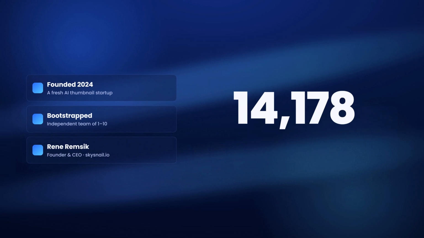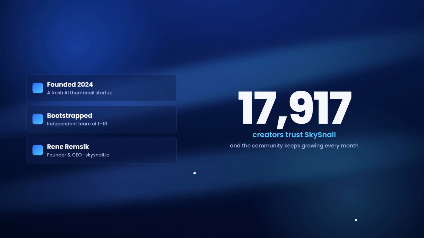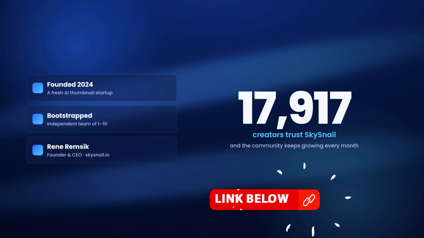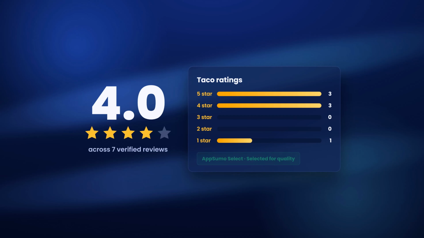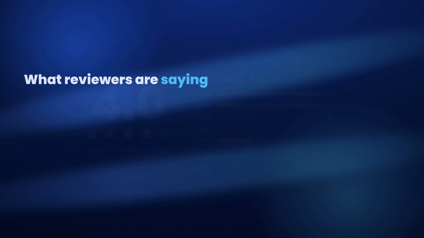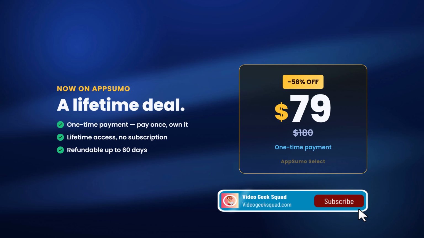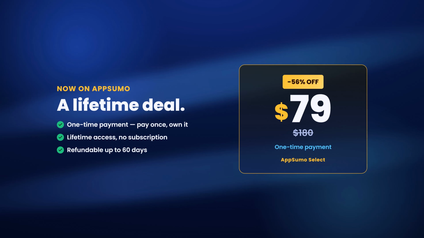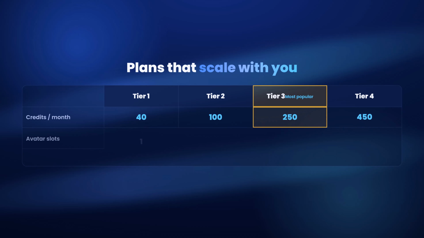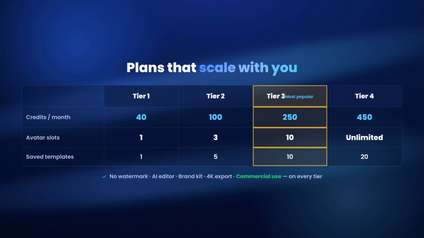Founded back in 2024, this bootstrap startup is already trusted by nearly 18,000 creators a month. On AppSumo, it's holding a solid 4-star rating, with users calling it lightning fast, consistent, and a real replacement for their thumbnail designer. And it just landed as a lifetime deal. A one-time $79, down from $180. Plans scale from 40 up to 450 credits a month, and one avatar slot all the way to unlimited.